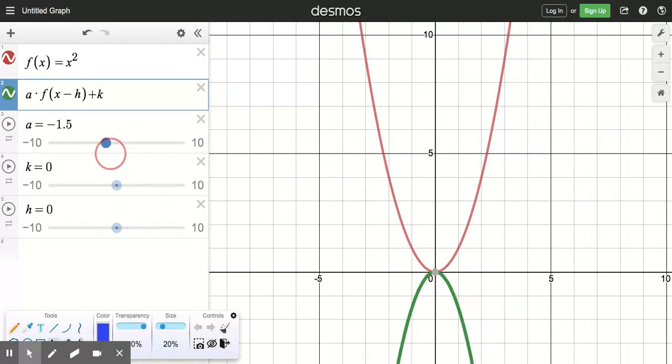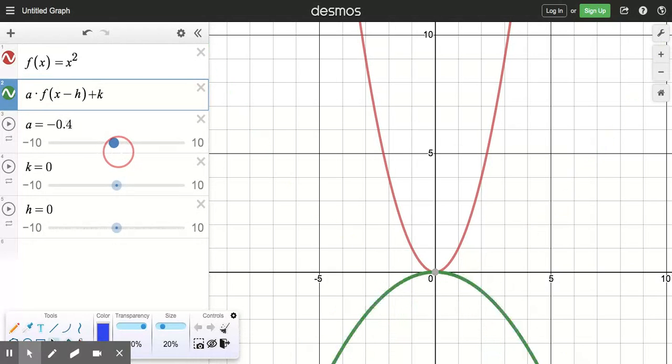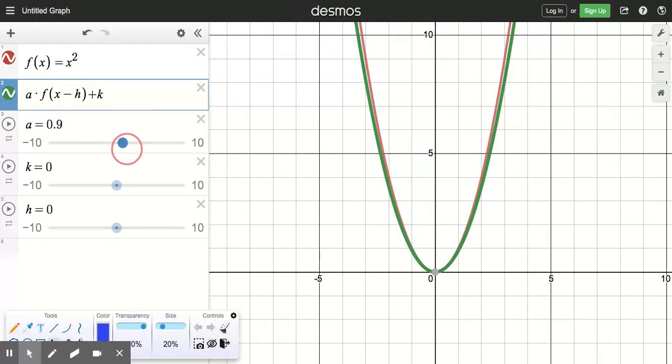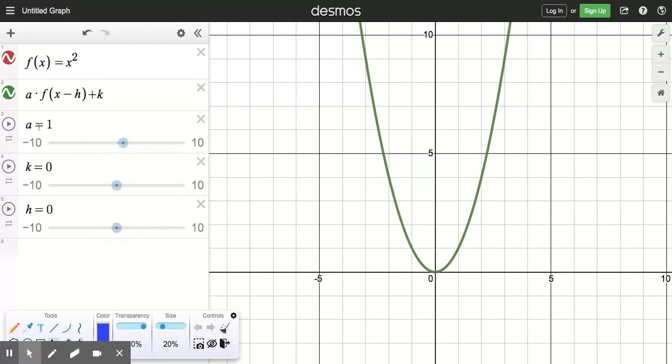If it's negative, it causes it to reflect over the x-axis because, again, it's changing the y values. And again, the absolute value tells you whether it's stretching or shrinking vertically. The default for a, if you don't see it, is 1. You multiply something by 1 to have it stay the same.